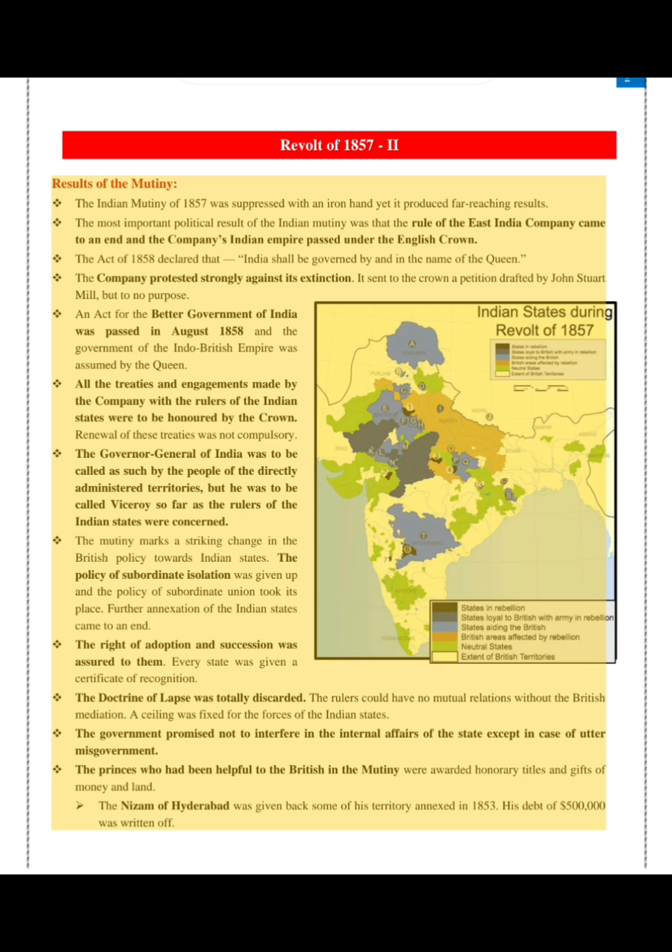The rulers could have no mutual relations without the British mediation. A ceiling was fixed for the forces of the Indian states. The government promised not to interfere in the internal affairs of the state except in case of utter misgovernment.